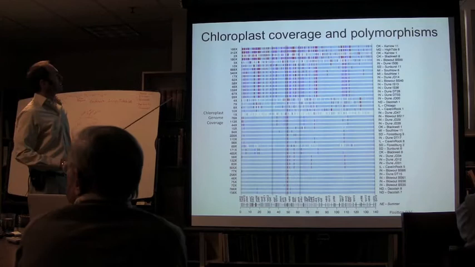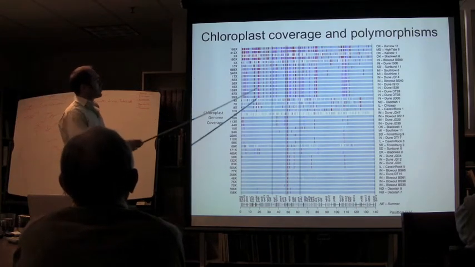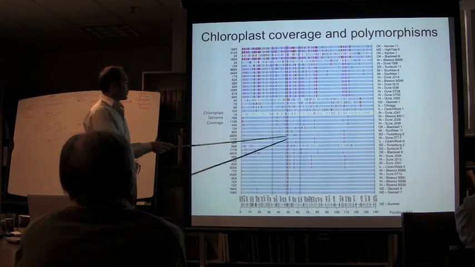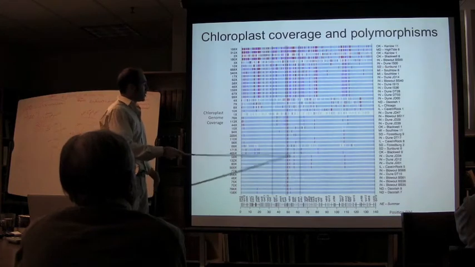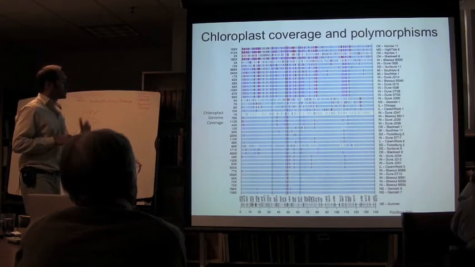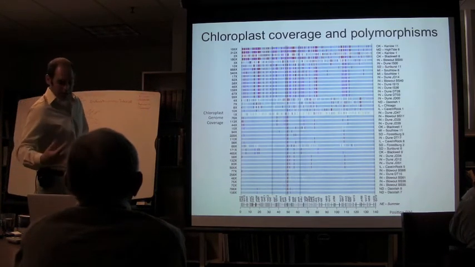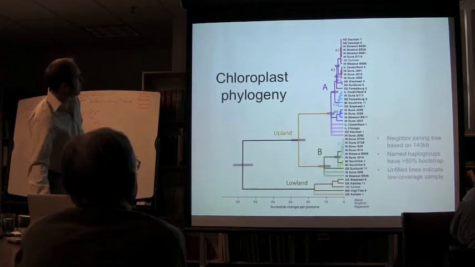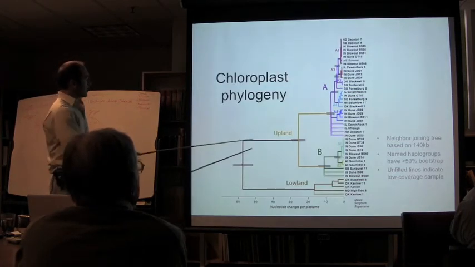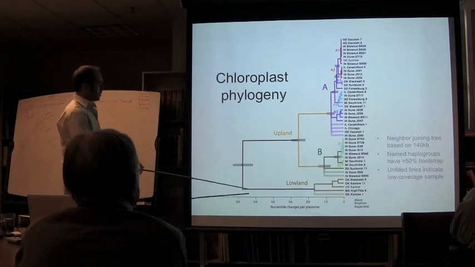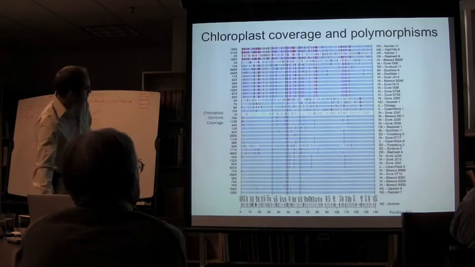120 or so SNPs and half a dozen indels across the whole genome, which gives us quite a bit of power to look at within population level diversity. And so the chloroplast is non-recombining, and we can develop a pretty good phylogeny. So here's that upland-lowland split that had been known even from the limited chloroplast sequencing.